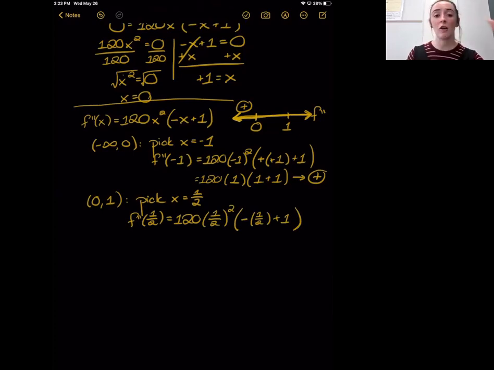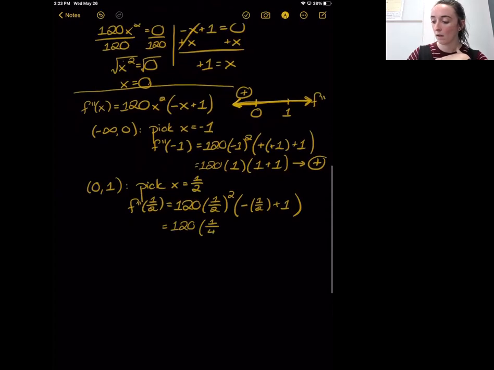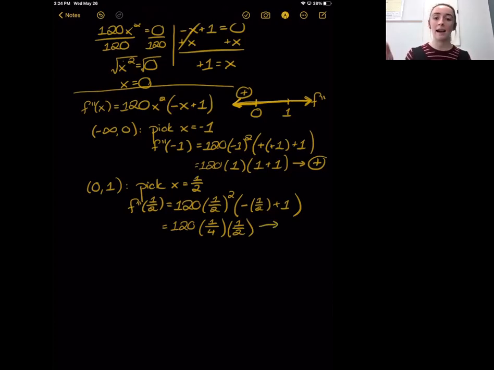Now again, all I care about is whether this number is positive or whether it is negative. So I know 120 is positive. 1/2 times 1/2, that gives 1/4. And then negative 1/2 plus 1 gives you positive 1/2. So again, I have 3 factors that are all positive. So without even multiplying it out, I know that this is going to return a positive value. So I'm going to mark this interval from 0 to 1 positive on my number line. We have one interval left, from 1 to positive infinity.